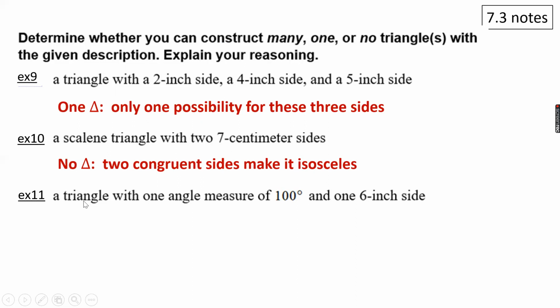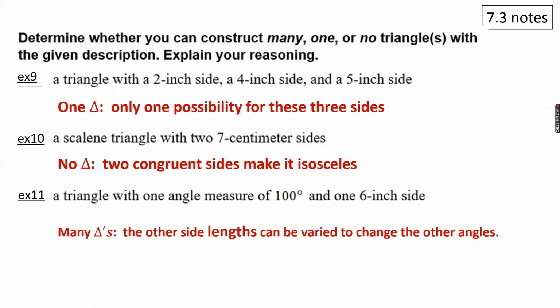Our last question says a triangle with one angle measure of 100 and one 6-inch side. So we just need to have one angle that measures 100 degrees and then one side that measures 6 inches. And so there's going to be many triangles with those restrictions because this angle only has to be 100 and this side has to be 6. This side can go here, it can go there, it can stop there, and then this side length just matches up with wherever it stops. And so there's 3 different triangles with those restrictions that I drew right there. So there's going to be many triangles because the other side lengths can be varied to change the other angles.